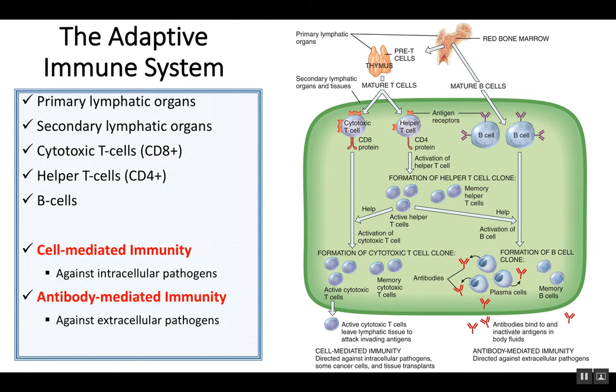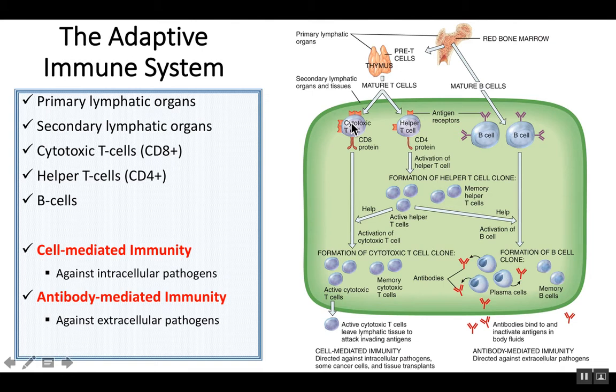So helper T cells help. You'll notice another name for a helper T cell is a CD4 positive cell. They have what's called the CD4 receptor, but we'll talk more about what that does on another slide. Cytotoxic T cells tell you what they do. They are toxic to cells.